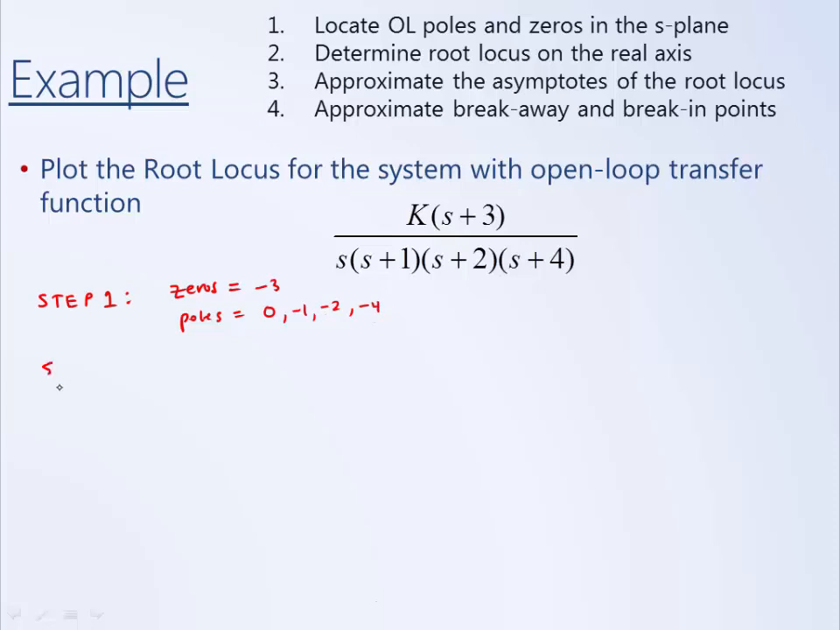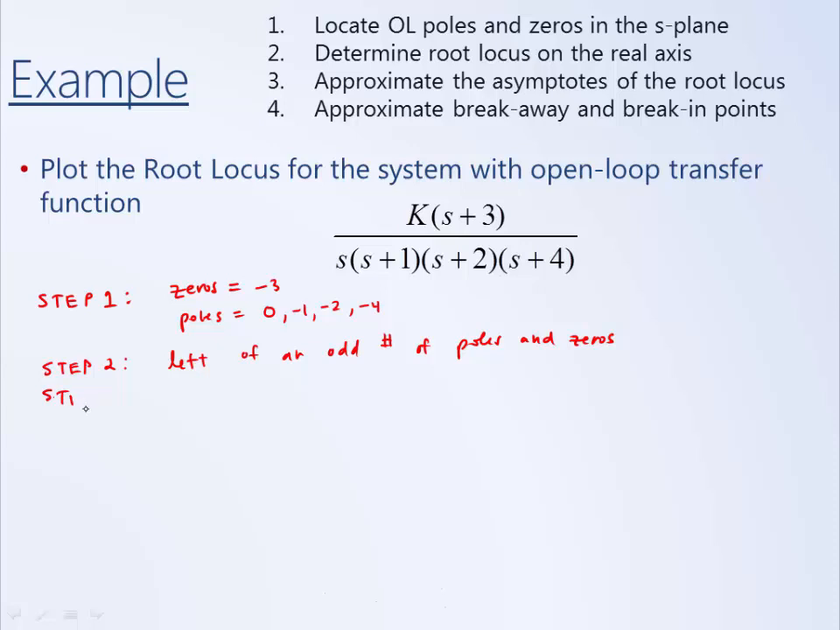Step 2 is to find where on the real axis the root locus is located. One approach is to apply the angle condition repeatedly to different regions of the real axis. The second approach is to look and see where on the real axis we are to the left of an odd number of poles and zeros. So we're looking for where the sum of the number of poles and zeros is odd.